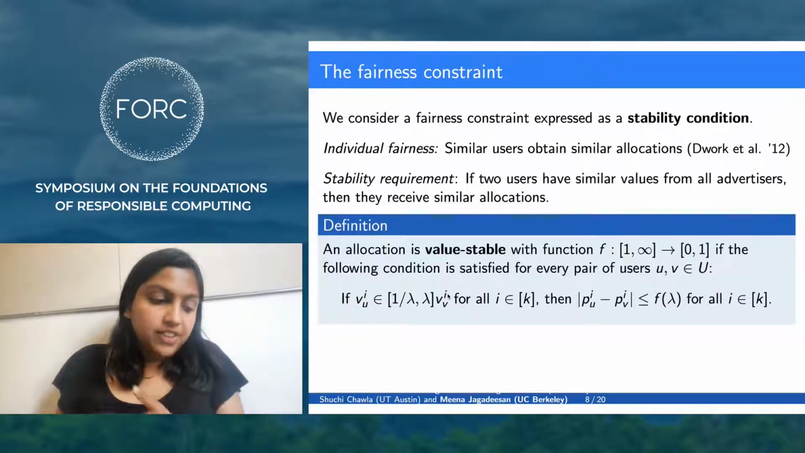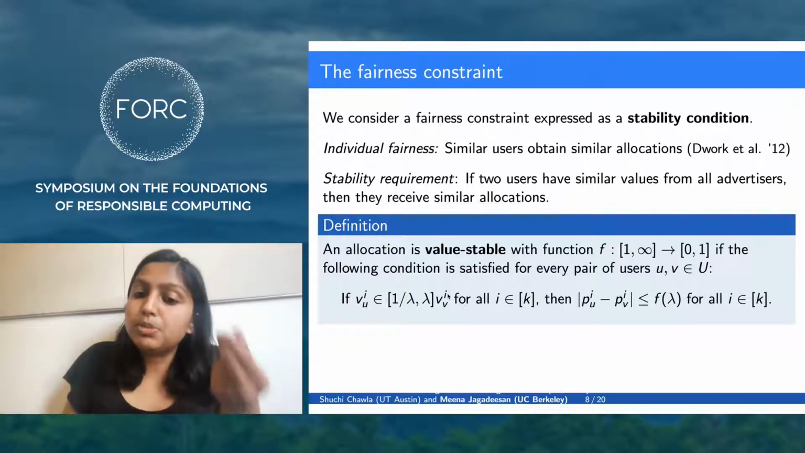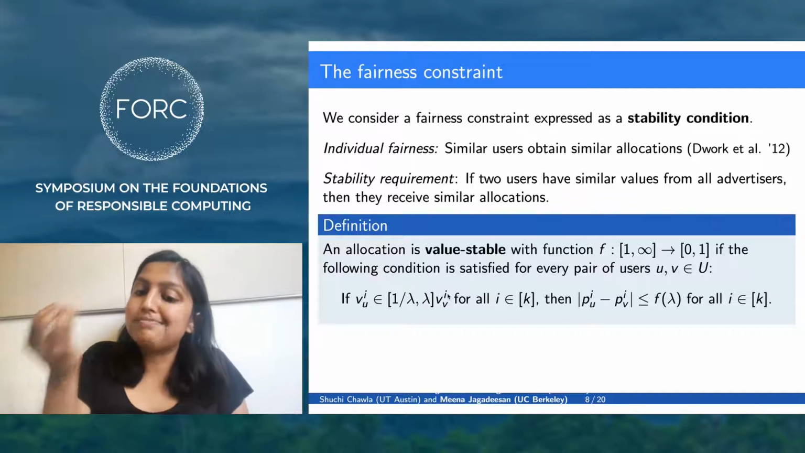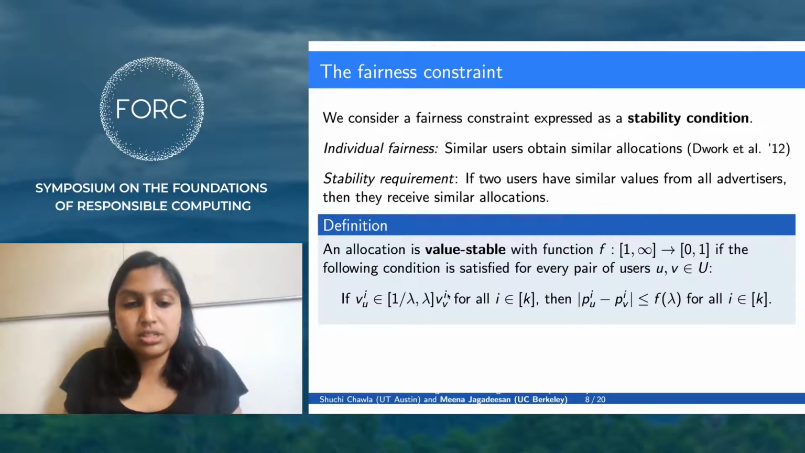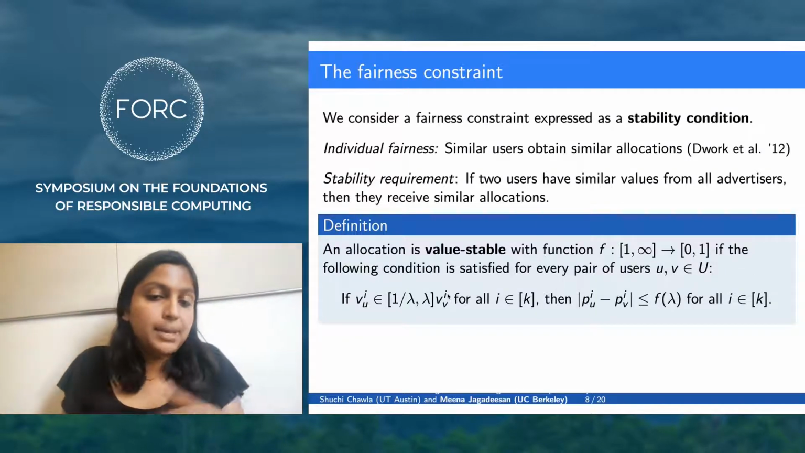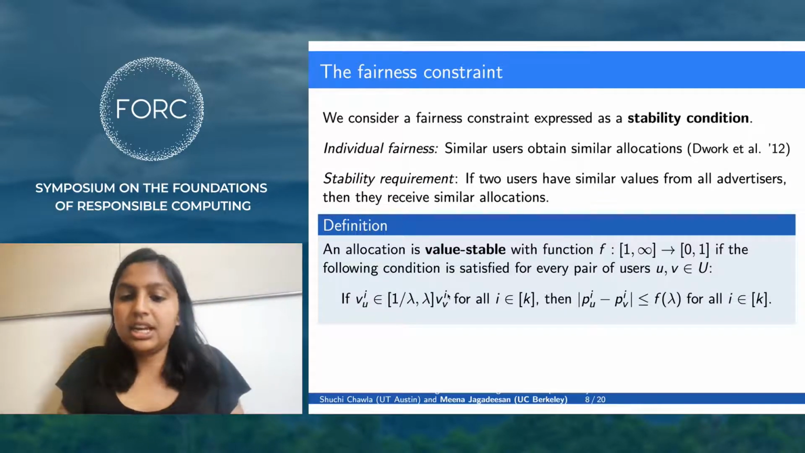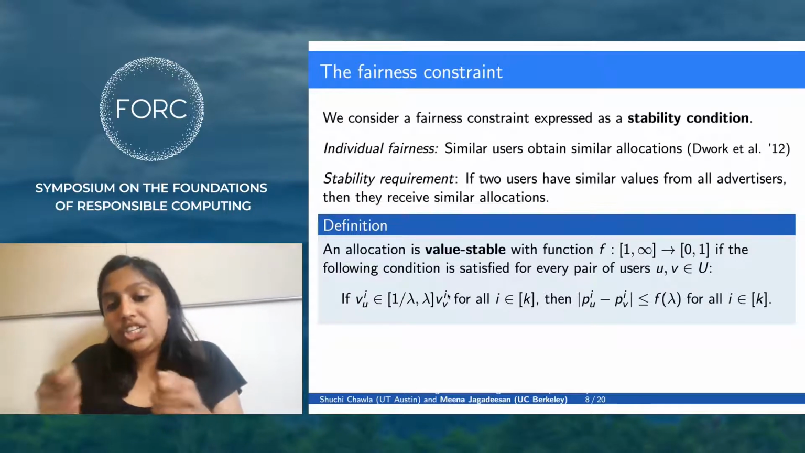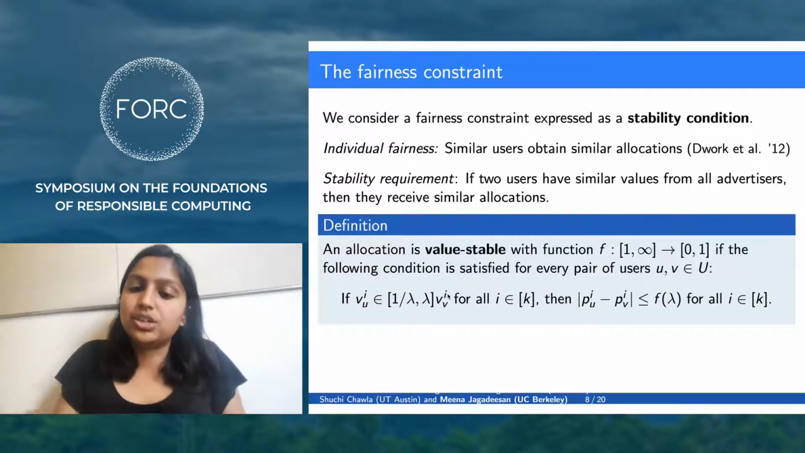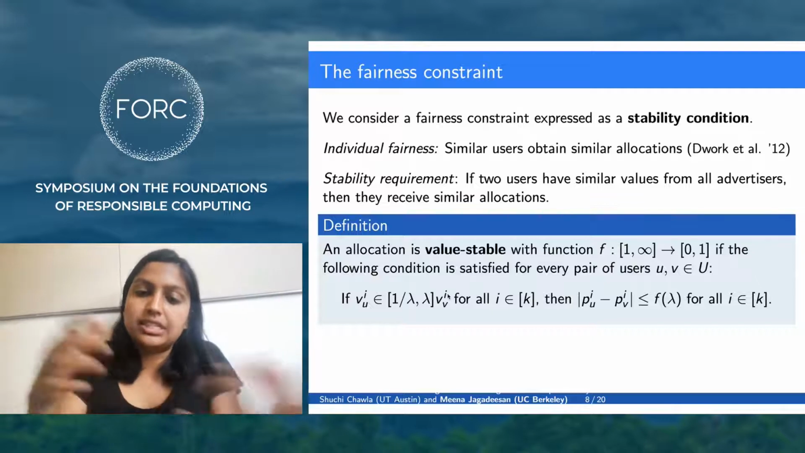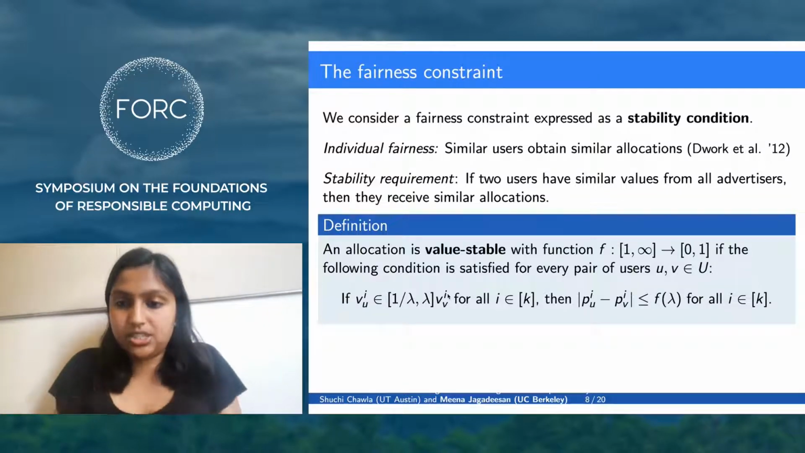More formally, we define value stability as follows. We have a value stability constraint F that takes as input a multiplicative ratio between values and outputs the maximum allowable difference between allocations. Let's say we have a pair of users, and each advertiser has a value within a factor of lambda on the two users. Then we require that each advertiser's probability of being allocated their ad to each of the users is within F of lambda. So this is an L infinity constraint on the two allocation vectors for these two users.